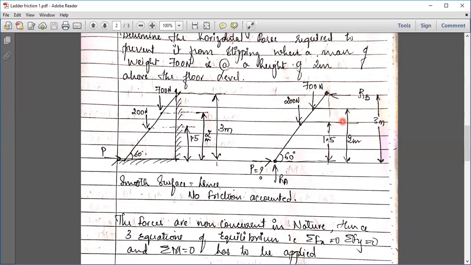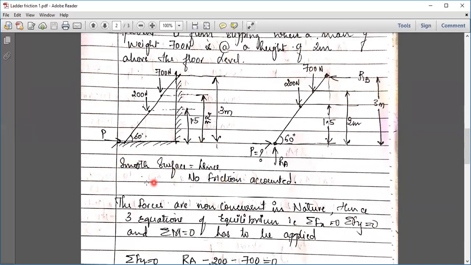So what are the equations of equilibrium used in case of a non-concurrent force system? We will have 3. That is summation Fx equal to 0, summation Fy equal to 0, and summation M, that is the moment of all the forces about any one point, equal to 0. So to solve the ladder examples, keep in mind I have to make use of 3 equations of equilibrium: summation Fx equal to 0, summation Fy equal to 0, and summation M equal to 0. Then only I will be able to get the unknown reactions or unknown forces.